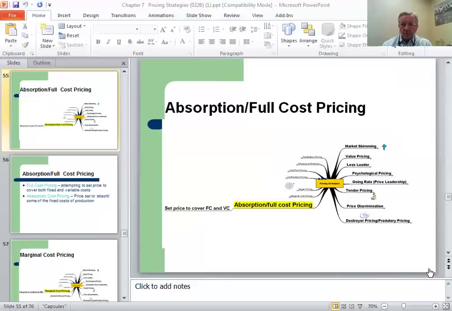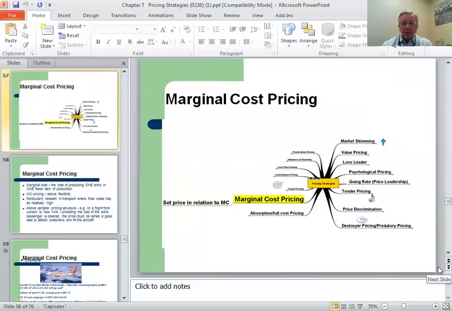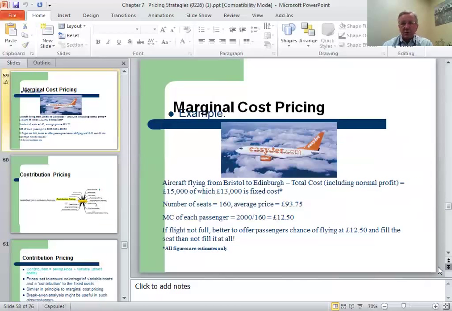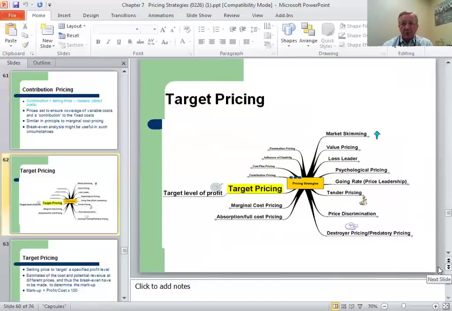Okay, so marginal cost pricing basically says I'm going to look at my costs that change as a result of my particular decision. Okay, so rather than taking full absorption, I look at the incremental costs that change. Okay, contribution pricing, you can read through this. And then target pricing. So let me change the discussion to target pricing.